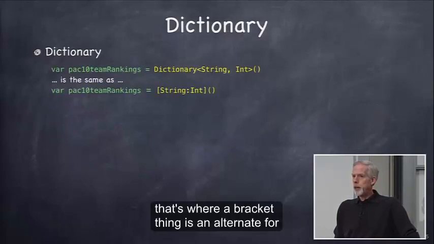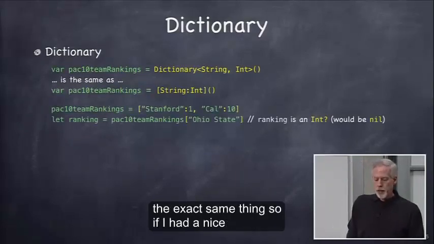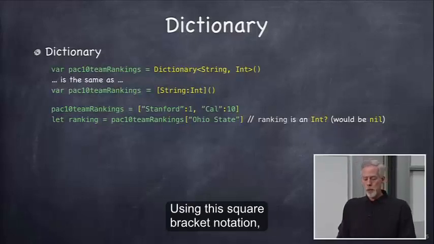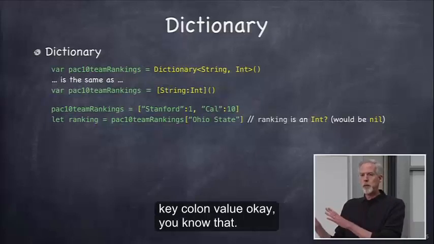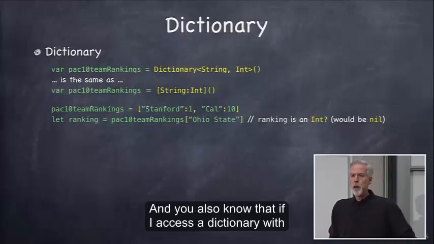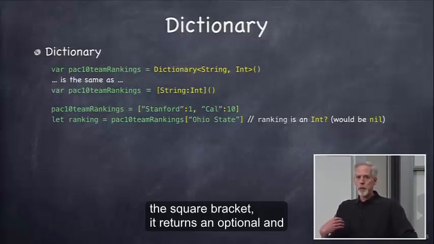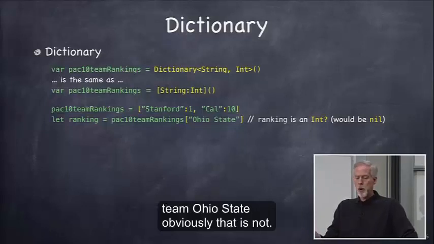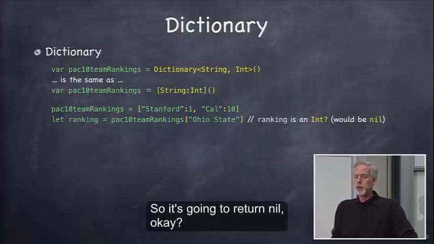So dictionary, again, that square bracket thing is an alternate for the exact same thing. So if I had a nice dictionary here, I can create a dictionary using this square bracket notation, which is just square bracket, key colon value, comma, key colon value. Okay, you know that. And you also know that if I access a dictionary with the square brackets, it returns an optional. And that's because, for example, here, I'm looking up Pac-10 team Ohio State. Obviously, that is not a Pac-10 team, so it's not in the dictionary, so it's going to return nil.